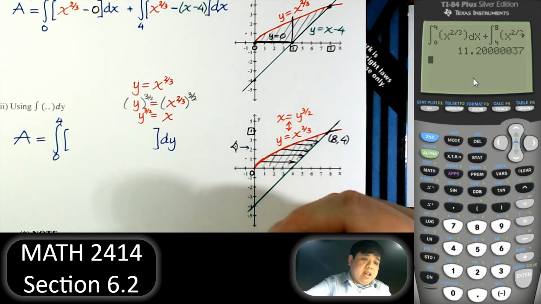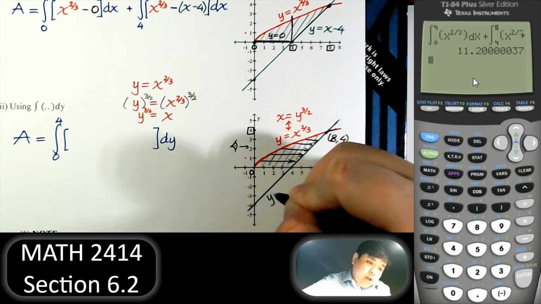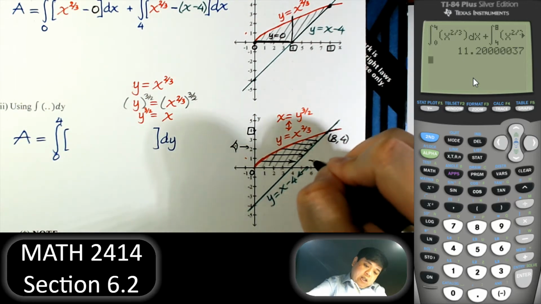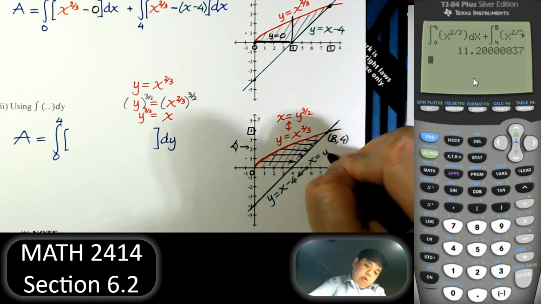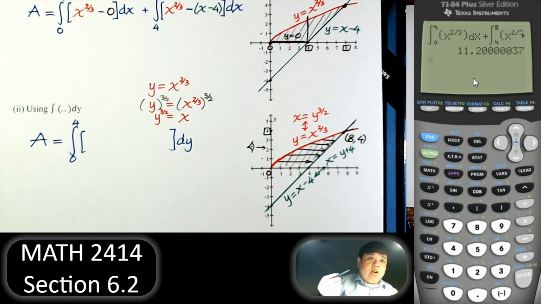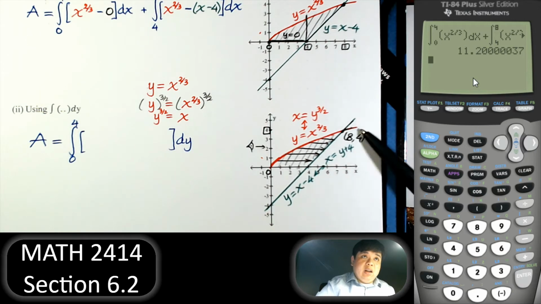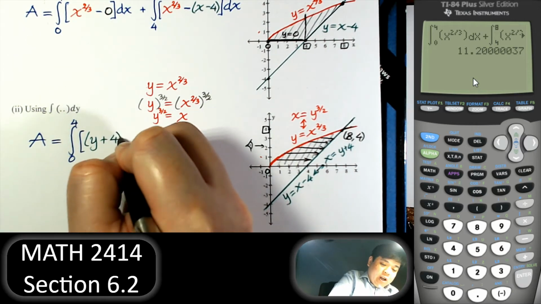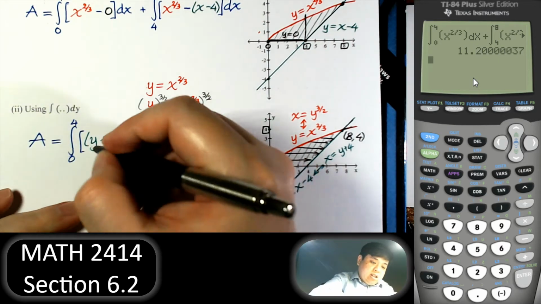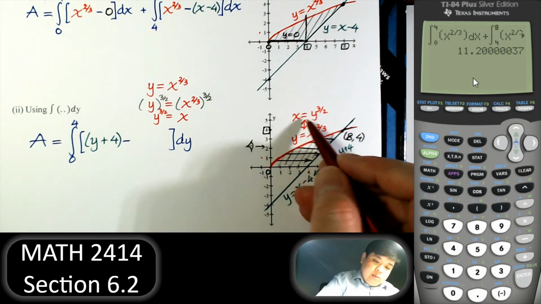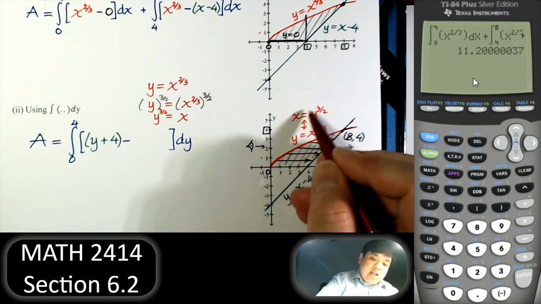The other one is easy though. y equal to x minus 4, plus 4 on both sides, x equal to y plus 4. So what we see is the function on the right is the line, and we write that in terms of y. Subtract the function on the left in terms of y.